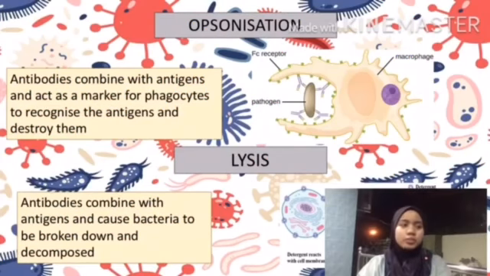The next one, opsonization. Opsonization happens when antibodies combine with antigens and act as a marker for phagocytes to recognize the antigens and destroy them. And the last one, lysis, happens when antibodies combine with antigens and cause bacteria to be broken down and decompose.